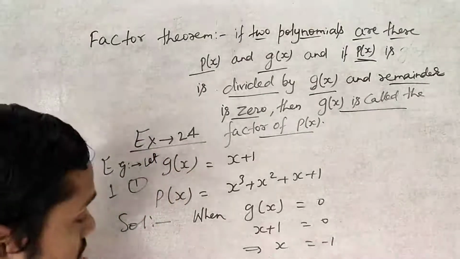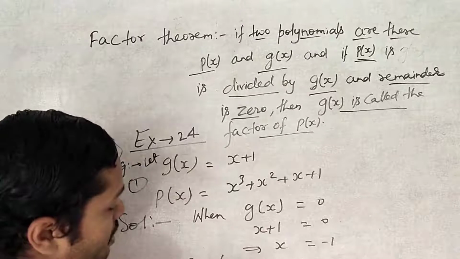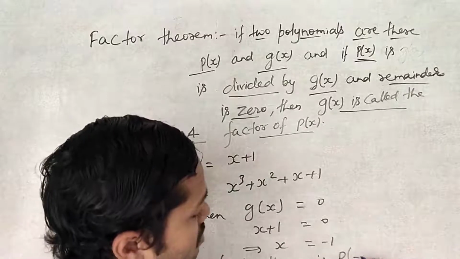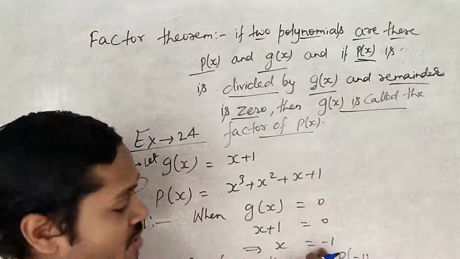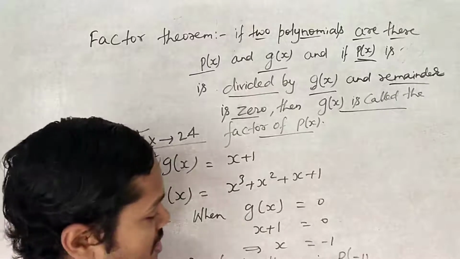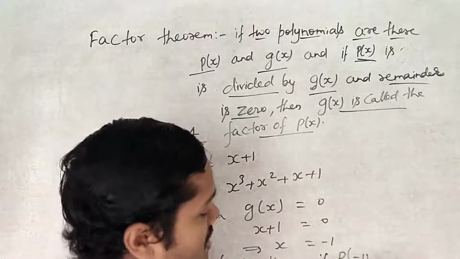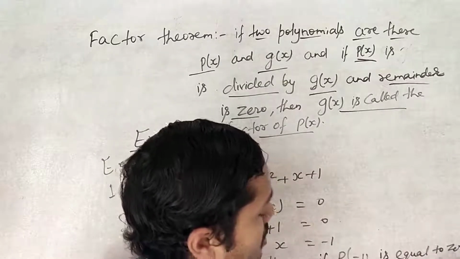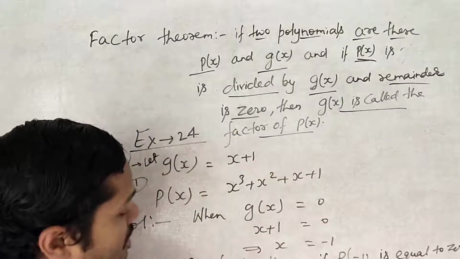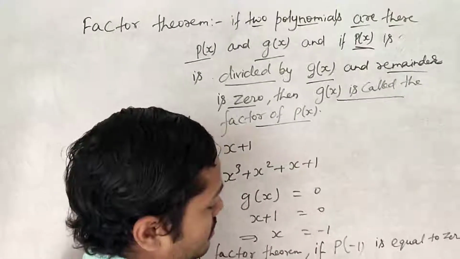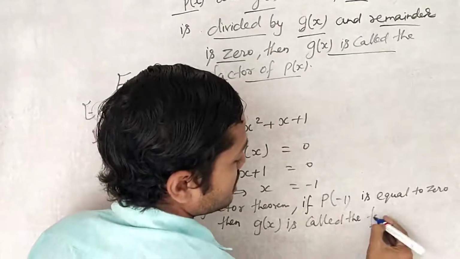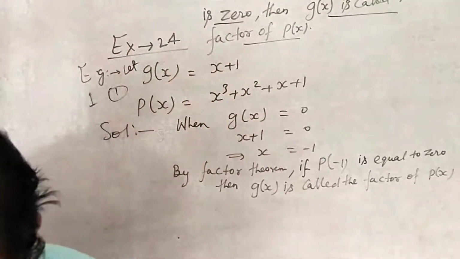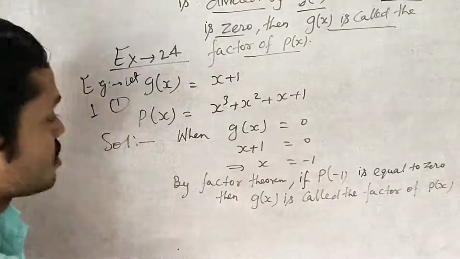Clear? Now, by factor theorem, if p of minus 1, there is the px, now x value is equal to minus 1, if by factor theorem p of minus 1 is equal to 0, clear? Then gx is called the factor of px. Clear? Now look at how we can solve this one.